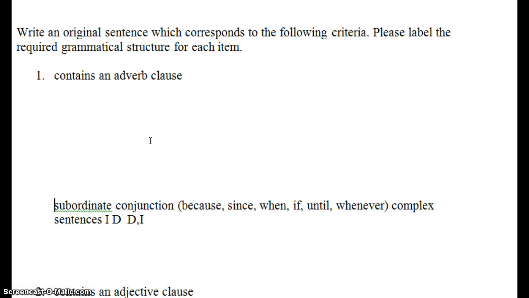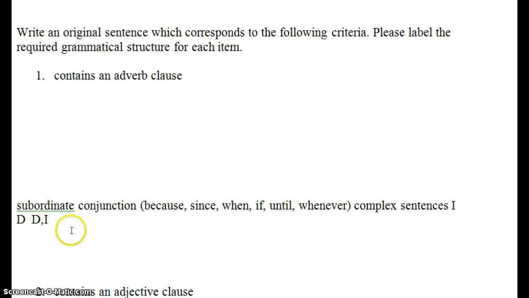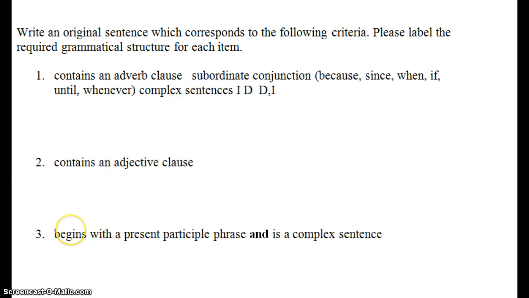So here's a little tutorial to help you study for the next vocabulary quiz, which will include the words from lesson 4, as well as the varying sentence beginnings and the sentence types. Some of the items might look like this. It contains an adverb clause. So what we want to think about with adverb clauses is that it begins with a subordinate conjunction.